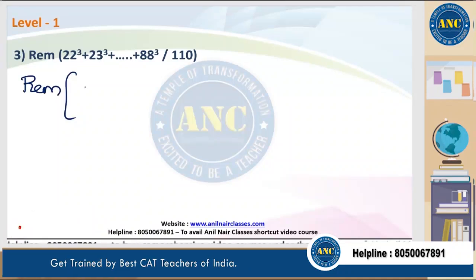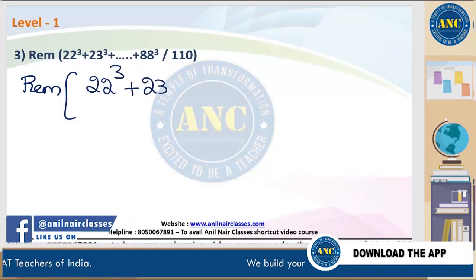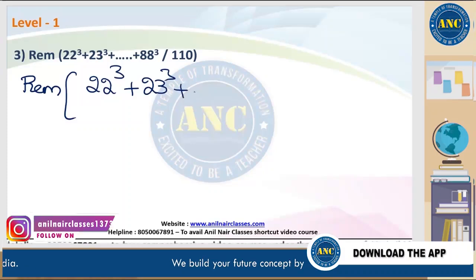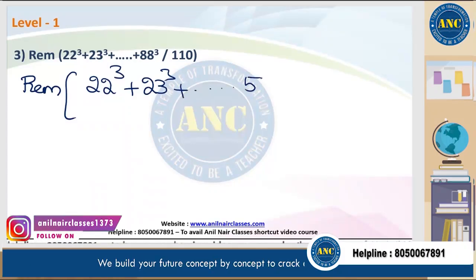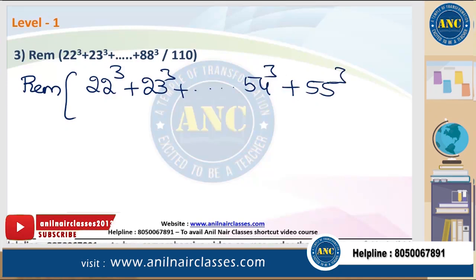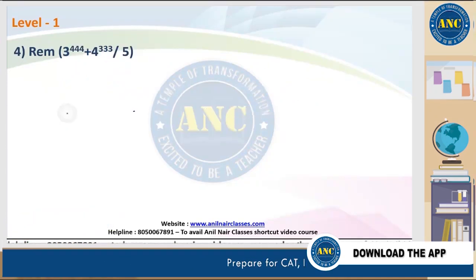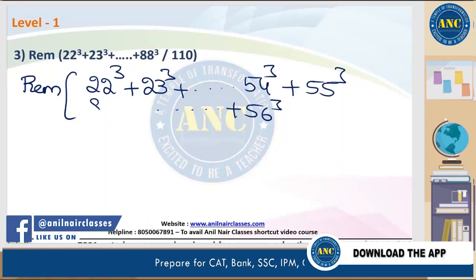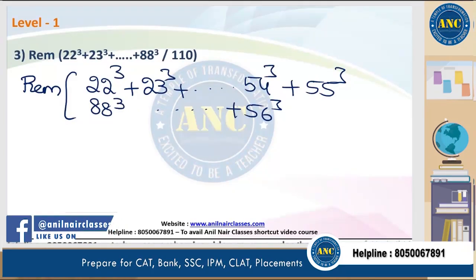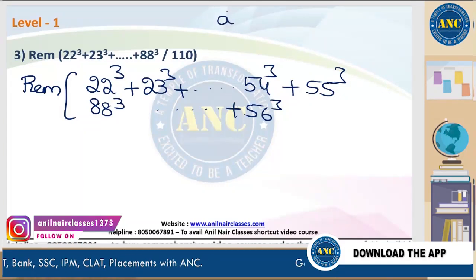Reminder, 22 power 3, 23 power 3, and so on up to 54 power 3 plus 55 power 3, plus 56 power 3, and so on up to 88 power 3. I will write it like this. Now if I write like this, what is the concept in this question?